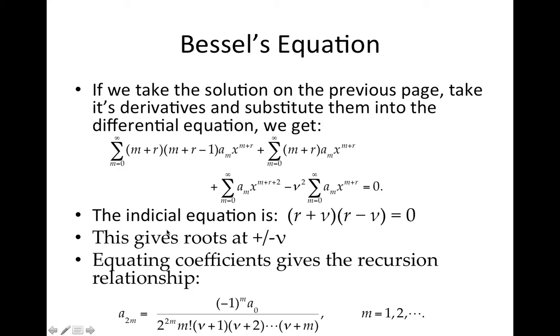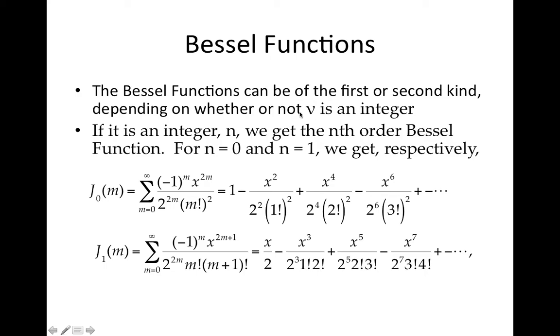the following indicial equation where r plus nu times r minus nu is 0, which gives me roots at plus and minus nu. Those are two distinct roots, so I get a recursion relationship when I equate coefficients. And once again, notice that while m runs in integer units, we only get every other coefficient. So I've got a sub 2m and a sub 0. So that's my recursion relationship.